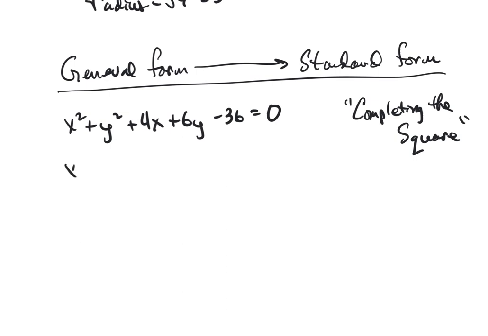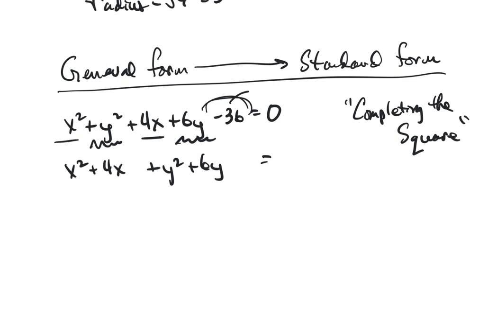What we have to do is we have to put the x's together. So I put the x squared and the 4x together. I have to put the y's together. So I put the y squared and the 6y together. Then any constant, any number that doesn't have a variable, needs to get flipped to the other side of the equation. So to move a minus 36 to the other side, I'd have to add.